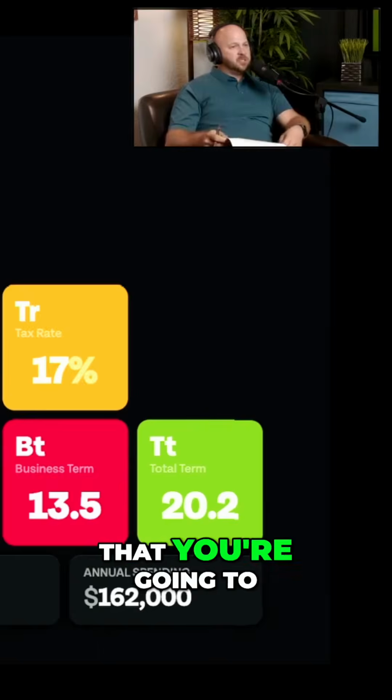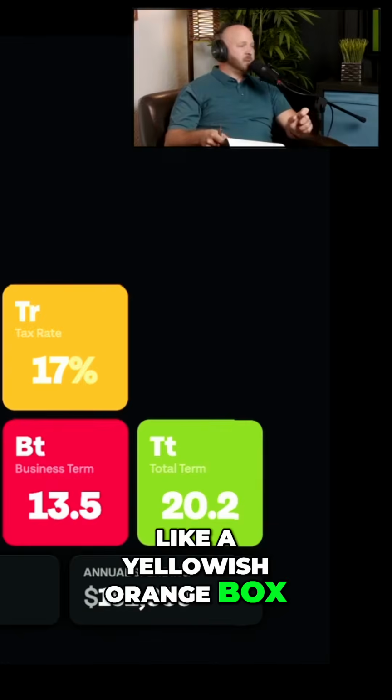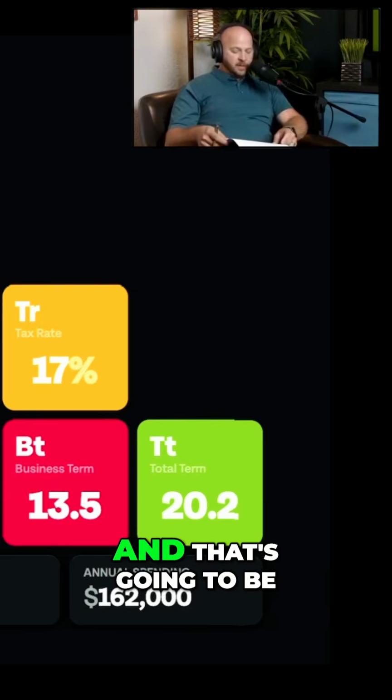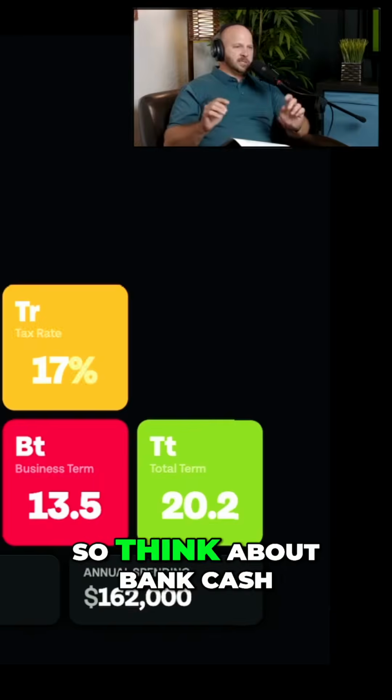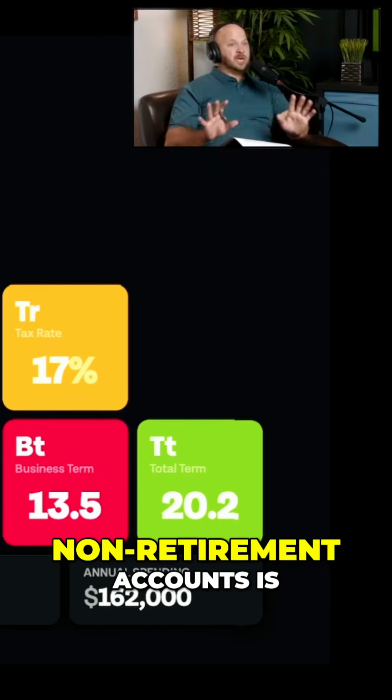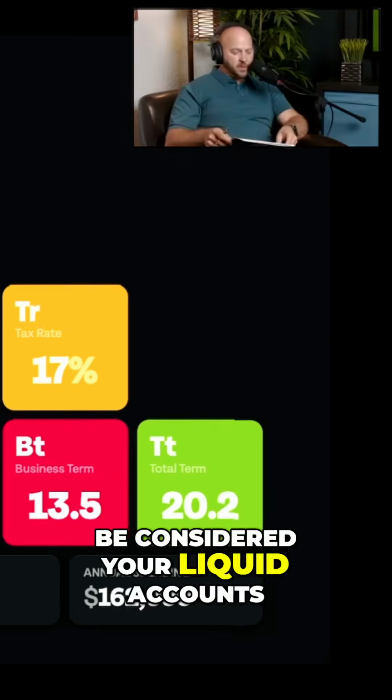The first box that you're going to see is kind of like a yellowish orange box. It's called your liquid term or your liquidity. And that's going to be all of your liquid assets. So think about bank cash, brokerage accounts, non retirement accounts is what's going to be considered your liquid accounts.